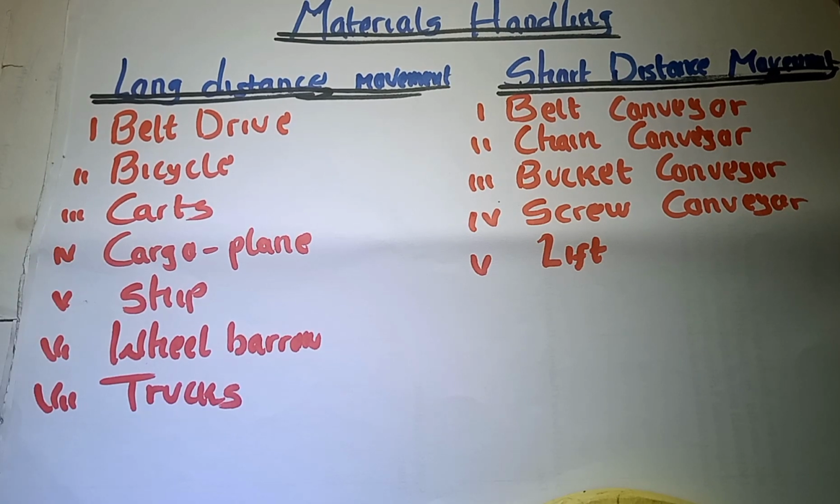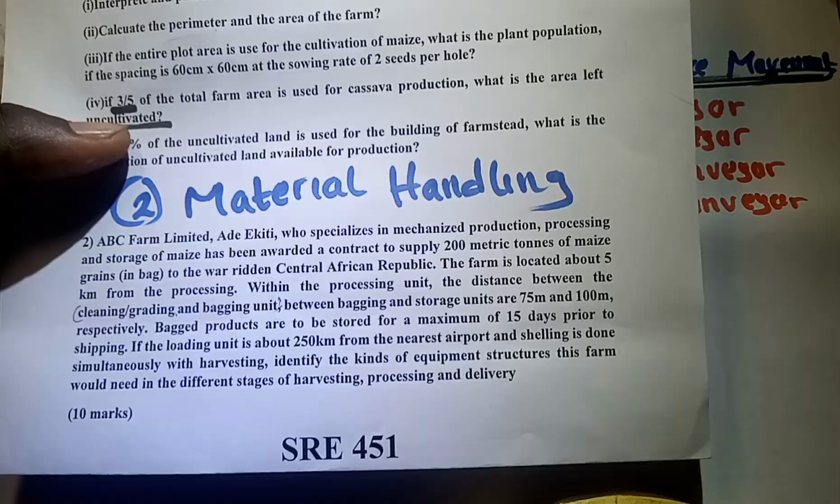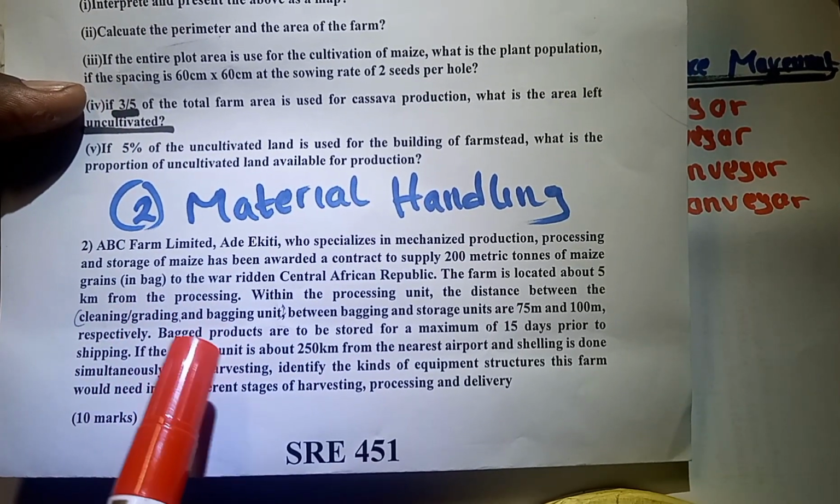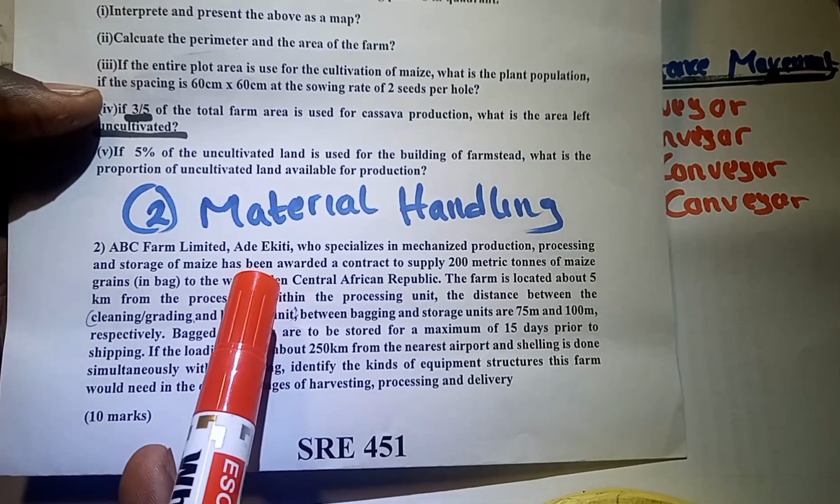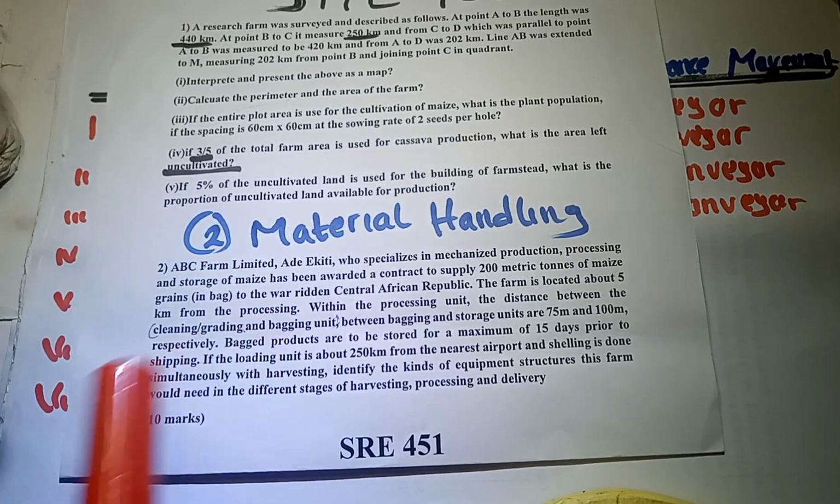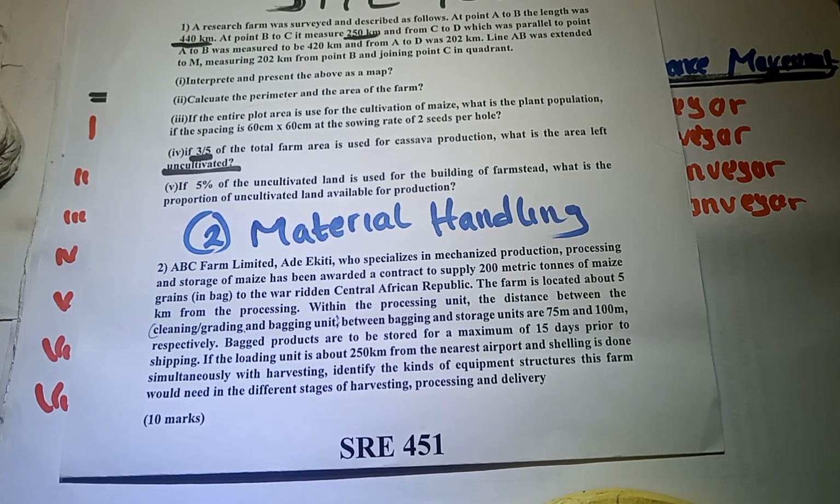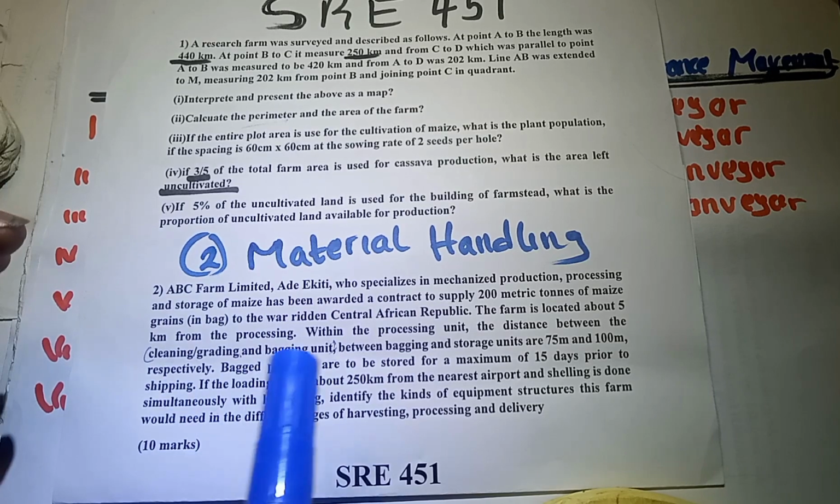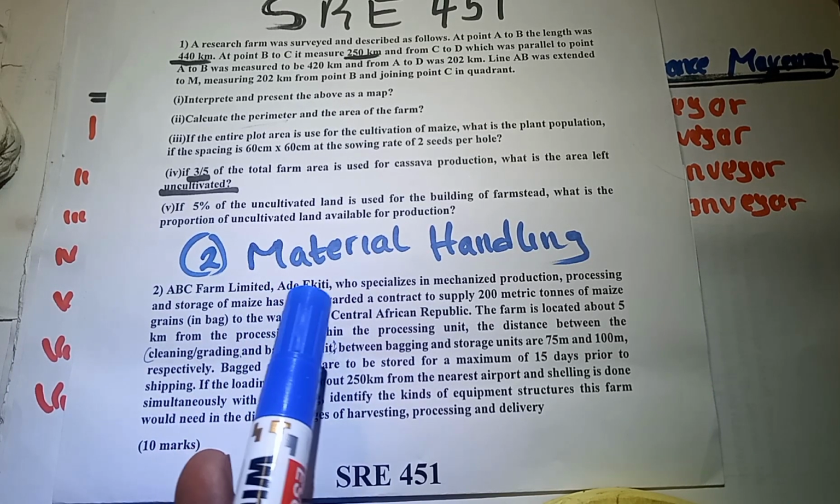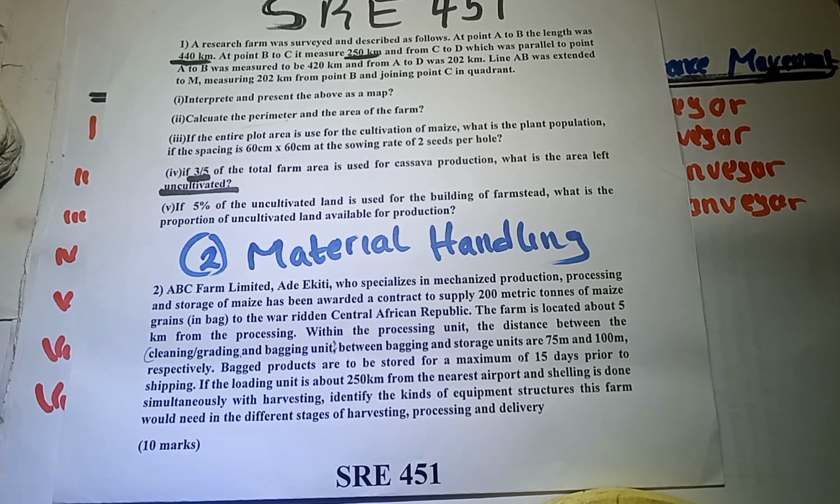So what I have here is what we are going to be using to solve this question. As you can see, they say ABC Farm Limited. Please take note of the parameters as I read. The parameters are very, very important. ABC Farm Limited, Ado-Ekiti, who specialize in mechanized production, processing, and storage of maize.